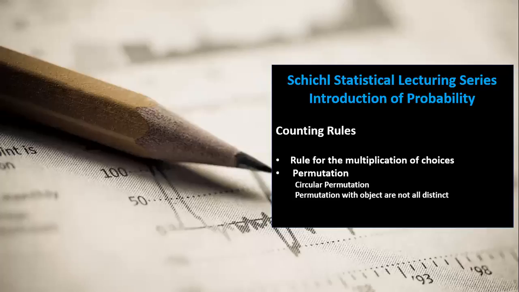So, in this unit, we'll talk about the counting rules. From video number 1, we already covered the multiplication rule of choice. In this video, we're going to talk about permutations. Permutation is another counting rule that can help us count how many total possible ways it can happen. We're going to cover the general permutation definitions, then the circular permutation, and permutations with objects that are not all distinguished.